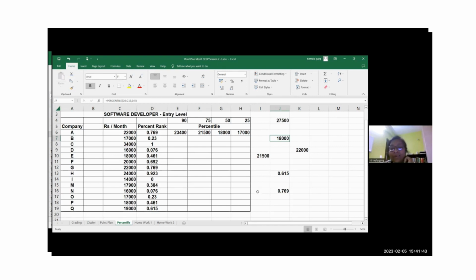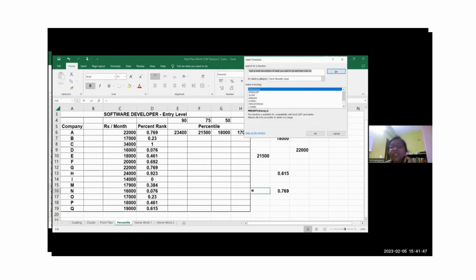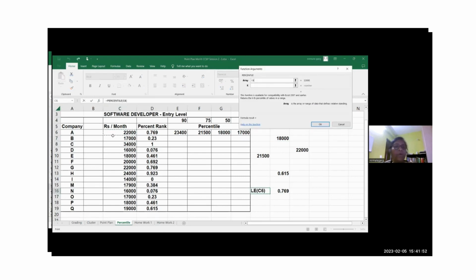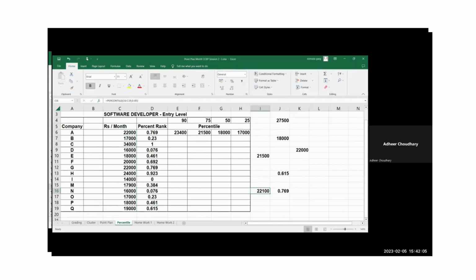So I have put it here. What will I do? Go to Percentile, go to okay. Done. Then K, what is it? 0.85. Okay. So 22,100. The difference between 22,100 and 16,000, that's the difference. I'll have to make up for it.